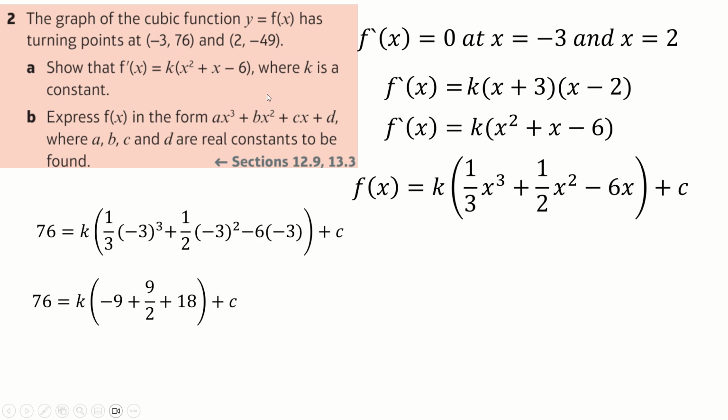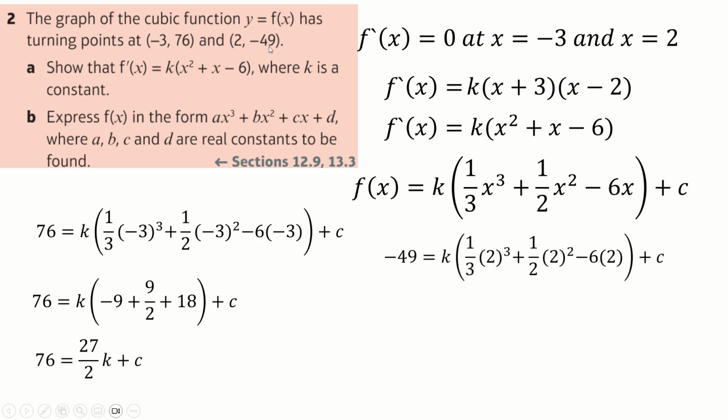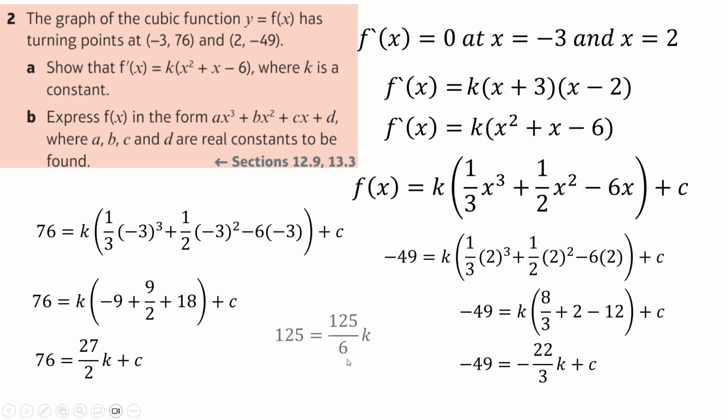Do a bunch of maths and sort it all out. You get this. Same thing for this one. Do a bunch of maths, sort it all out, get this. And now if we do this one here minus this one, we'll get rid of the c's. So let's do that. The 125's cancel, and you get k as 6. You can shove k as 6 into all of this. You can also put k of 6 into here to find c.